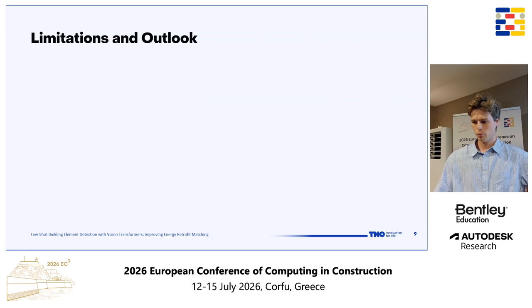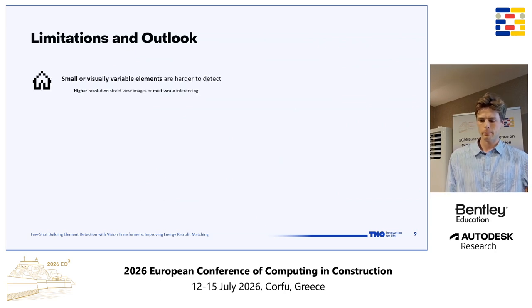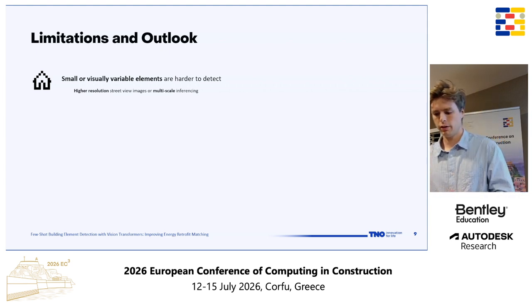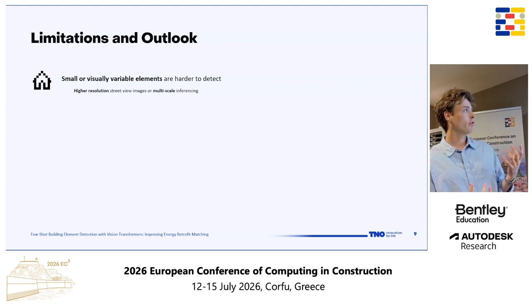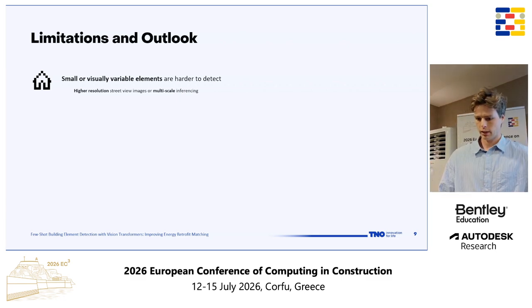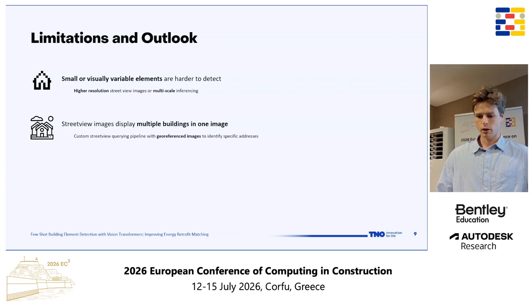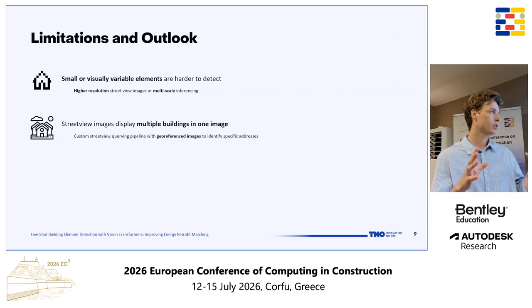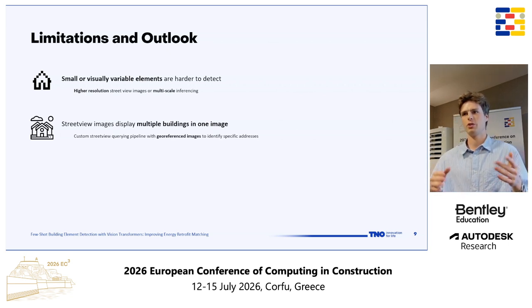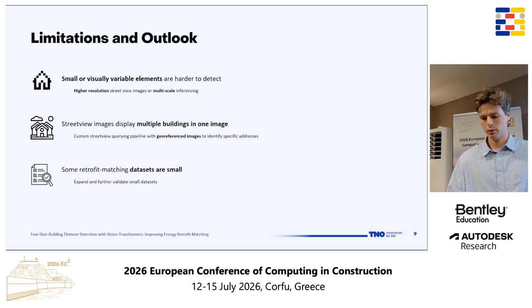So then what does this mean for the future? The most difficult cases to detect for us were really small elements like the roof ventilation, or elements that are visually variable. So we might need a bit higher resolution or multi-scale inferencing. Another issue we had is that with Google Street View, the standard query, you see multiple addresses at the same time in one image. So we need to actually zoom in better on each address and use geographic information systems together with Street View, which we're working on now as well.